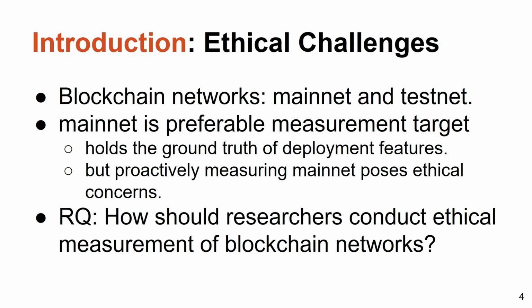Blockchain networks consist of the mainnet and the testnet. Testnet is used by developers to find out if their applications can work well in the blockchain, while mainnet is where real applications are deployed and where real crypto assets are stored. So the researchers tend to do measurements on the mainnet because it holds the ground truth of deployment features. However, proactively measuring the mainnet poses ethical concerns. So what we want to do is to address the research question: how should researchers conduct ethical measurement of blockchain networks?